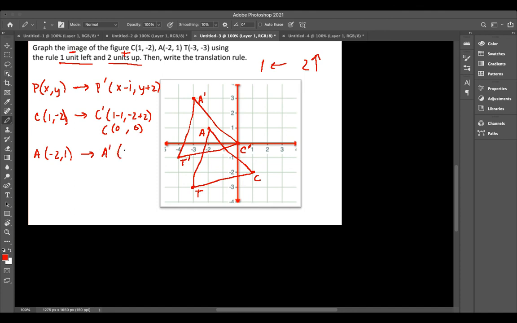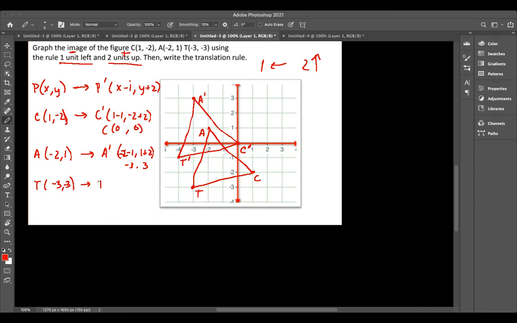All we have to do is just count the points. Negative 2 minus 1, and the other one is 1 plus 2. So that's negative 3, 3. Sorry, negative 3 up 3, right here. Perfect. And then T, same thing.